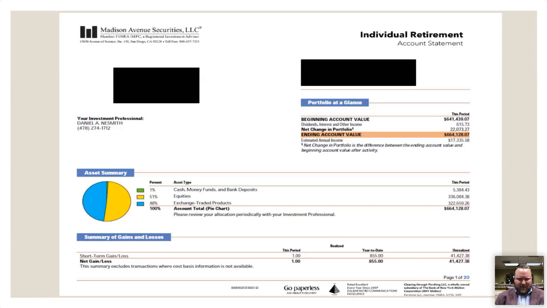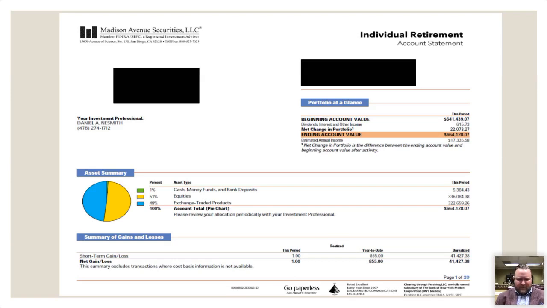And if it's an IRA or retirement account or non-qualified, that will be listed there as well. What you're going to see on the top right in the blue is "portfolio at a glance." It has a beginning account value, in this case $641,439.07. And then it has dividends, interest, and other income. That is the amount of dividends, interest, and other income you would have received during this statement period.